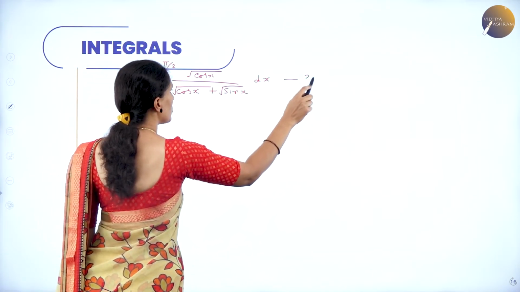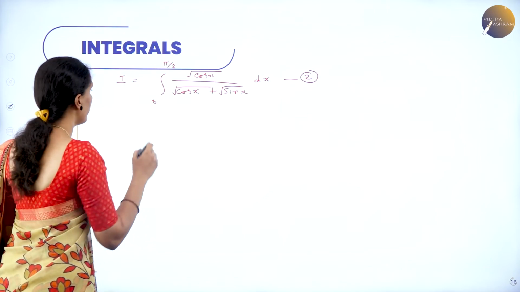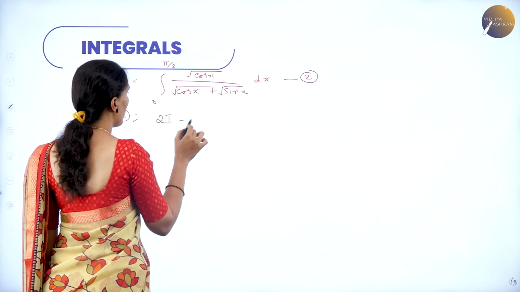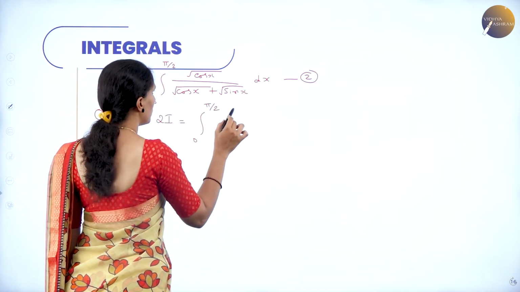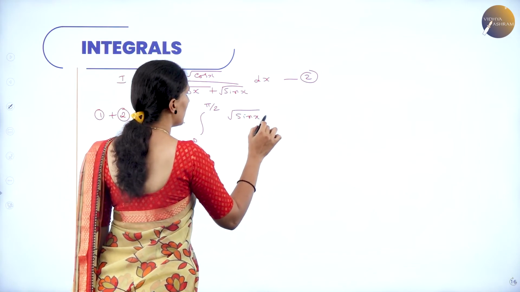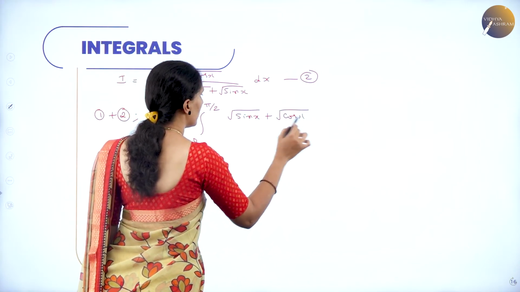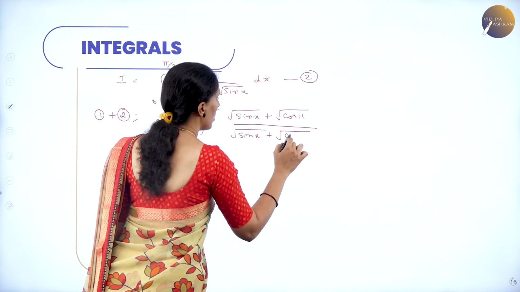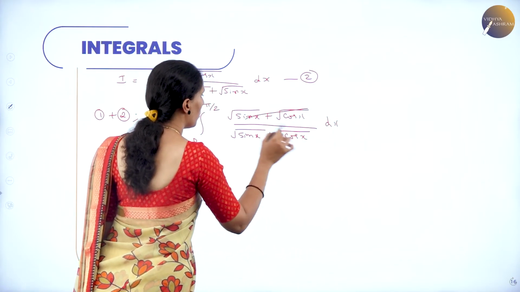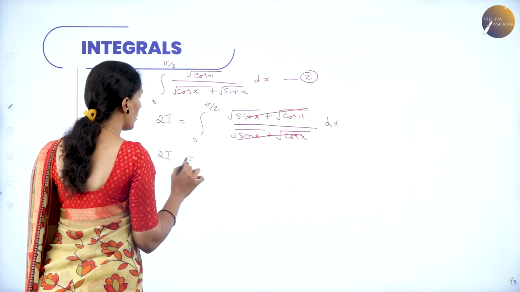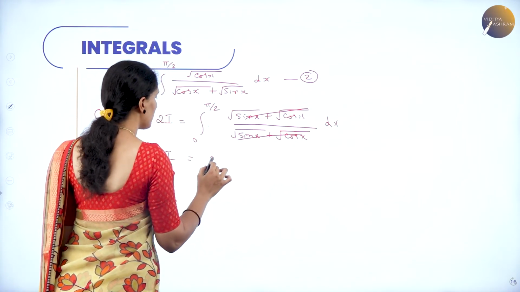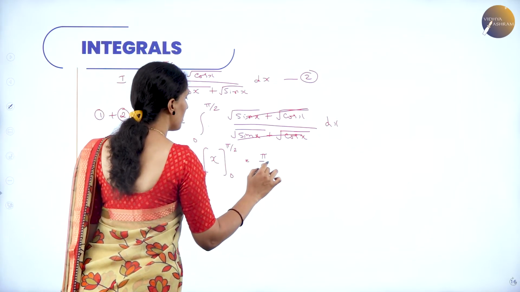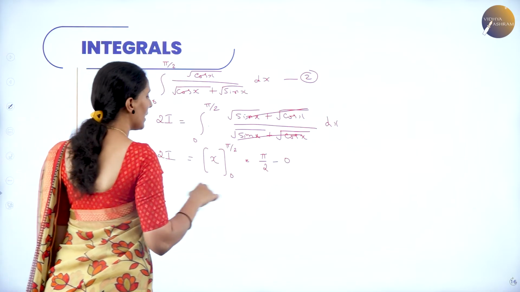So take this as equation 2. Now adding both equation 1 and 2, we get 2I is equal to the integral from 0 to pi by 2 of (root sin x plus root cos x) divided by (root sin x plus root cos x) dx. So both get canceled. We get 2I, the integral with respect to dx becomes x. Apply the limit 0 to pi by 2, then it becomes pi by 2 minus 0. Now 2I is pi by 2.